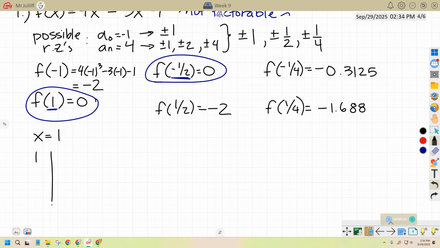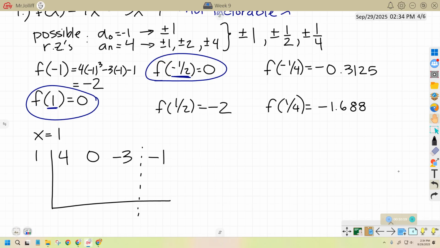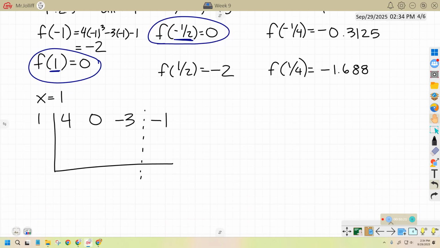1. And then I need the coefficients from the polynomial. So I have 4x cubed. Do I have an x squared term? No. So placeholder, and then -3x, and then -1. And I know that last column should be my remainder. And what remainder am I expecting? 0, because this is a 0.